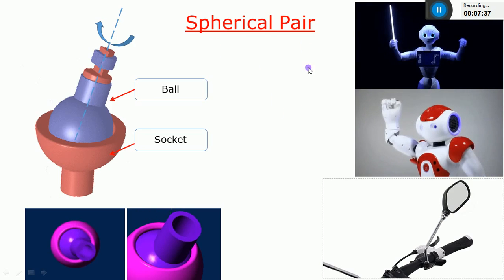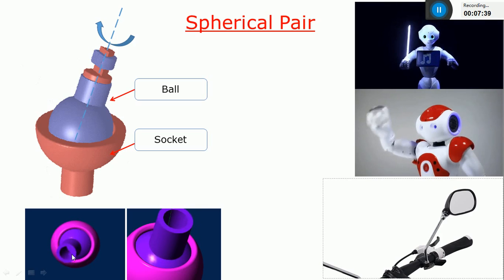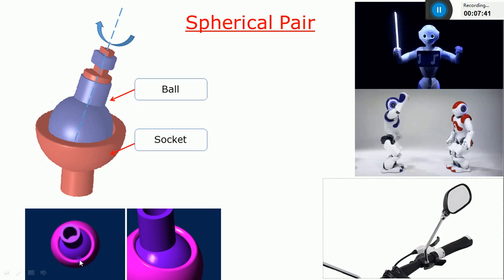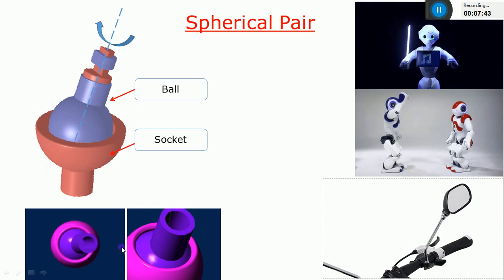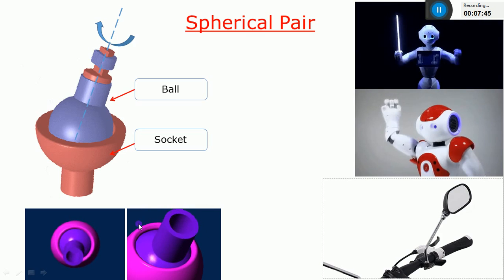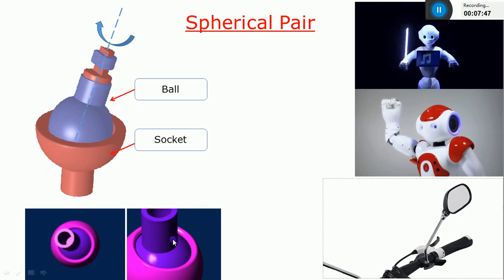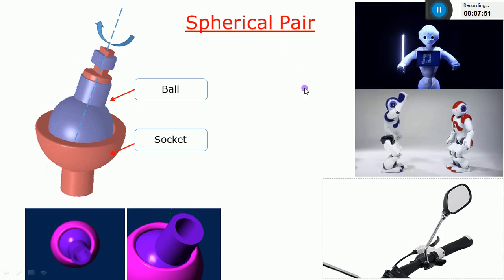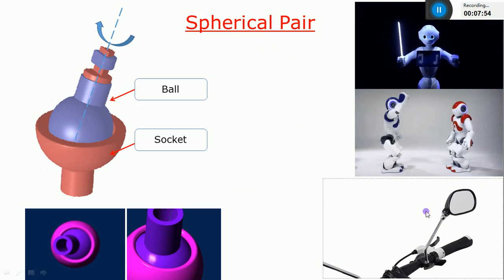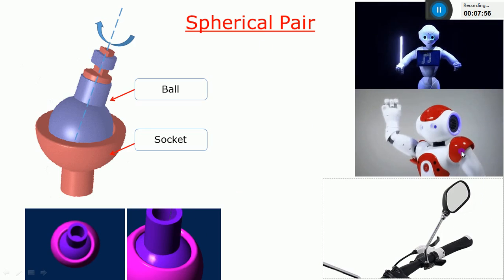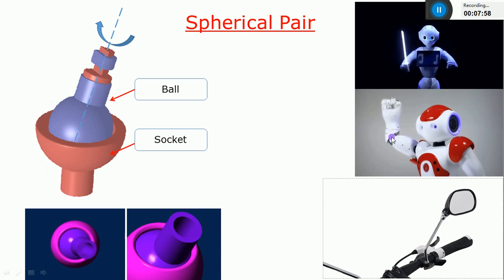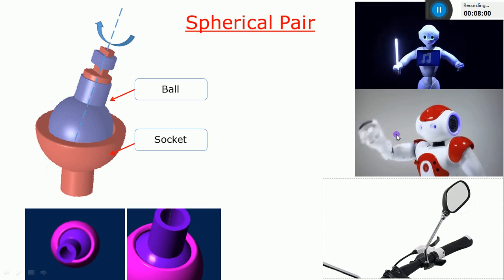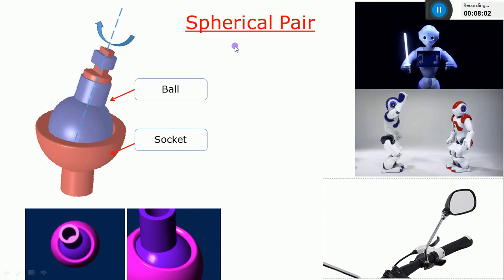But in the case of a spherical pair, the ball can rotate about the z axis, that is 1 degree of freedom, and it can swivel front and back and left and right about the x axis and y axis. So the degrees of freedom for a spherical pair is 3. This is an example of a spherical pair. These joints of a robot, the arm joints and forearm, are made of this spherical pair.